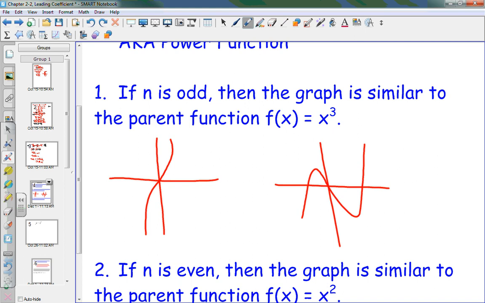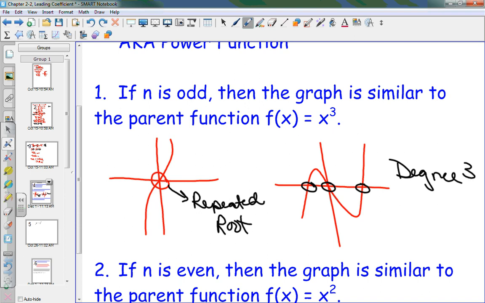Now, how can I tell you that these two graphs are essentially the same parent function? This crosses the x-axis how many times? Once. This is what we call a repeated root. This crosses the x-axis how many times? 3. 1, 2, 3. This tells me that it is degree 3. However many times it crosses the x-axis tells you what degree it is.